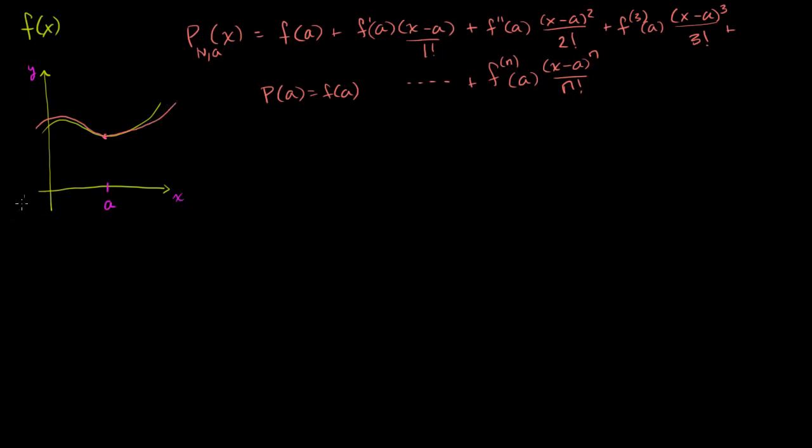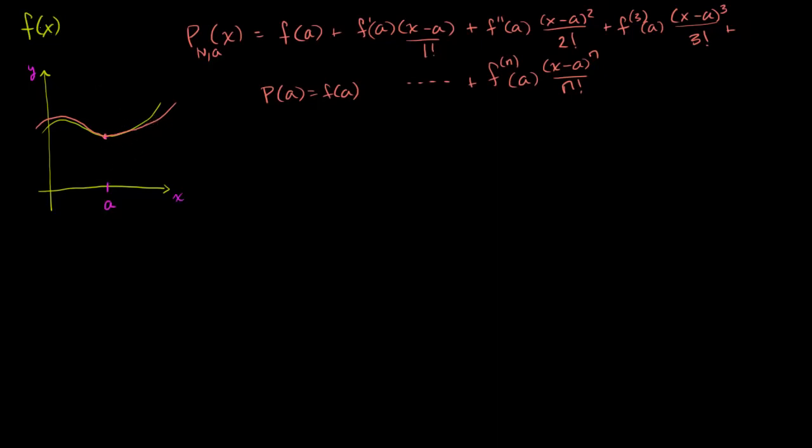And what I want to do in this video, so this is all review. I have this polynomial that's approximating this function. The more terms I have, the higher degree of this polynomial, the better that it will fit this curve, the further that I get away from a. But what I want to do in this video is think about if we can bound how good it's fitting this function as we move away from a.